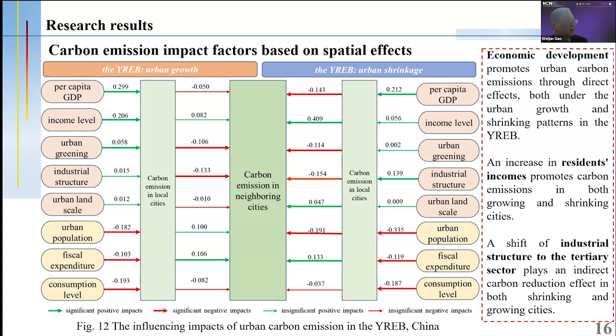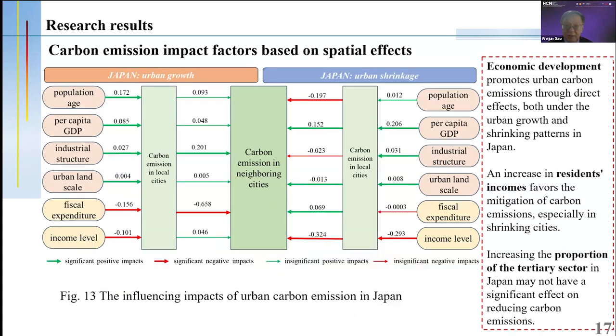For example, economic development promotes urban carbon emission through direct effects in all the cases. And increased income level promotes carbon emission in both growing and shrinking cities. And a shift of industrial structure to the tertiary sector creates indirect carbon reduction effects in both shrinkage and growth cities. This is for China.